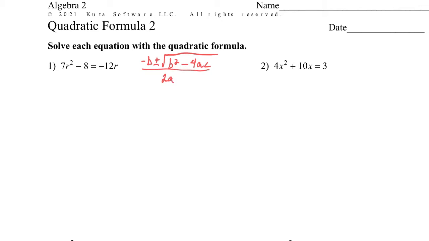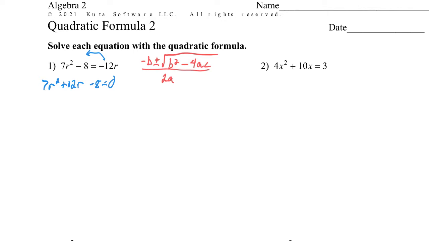So the first thing we have to do is get the equation equal to 0. So I need to move this 12r and put it in order. So I have 7r squared plus 12r minus 8 equals 0. Now it's in ABC order, and now I can continue.